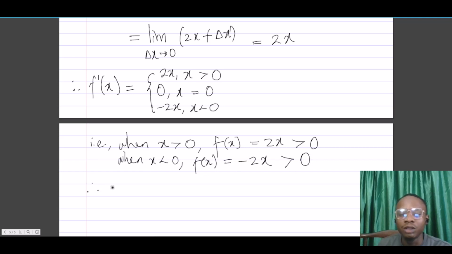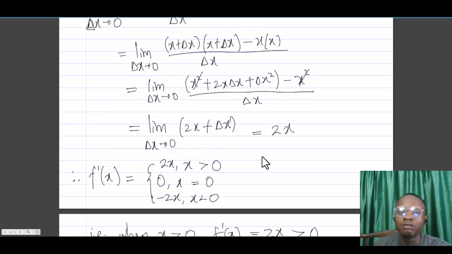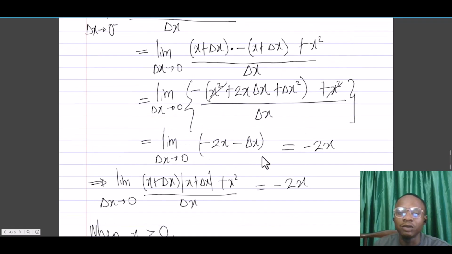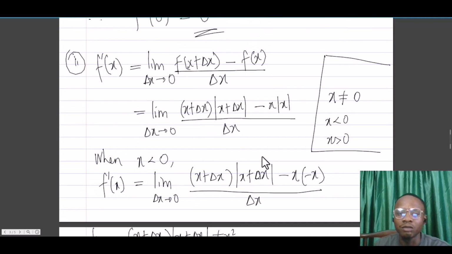So therefore, we can conclude that f prime of x is always greater than 0 whenever x is not equal to 0. It is 0 when x equals 0, and otherwise it is going to be greater than 0. So we have concluded the proof of this, we have concluded the solution to the second part of the problem.